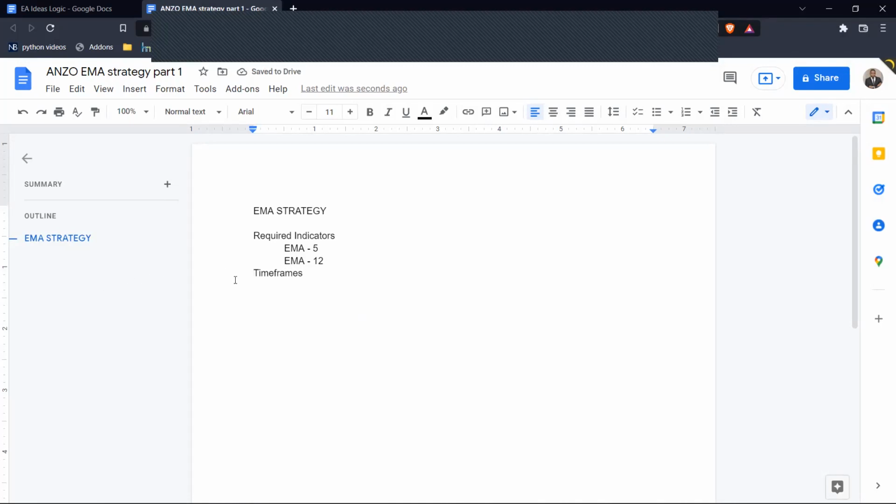Let's just keep this gap. Make this bold. So required EA, let's make that bold. Time frame, let's make that bold as well. Now, we will come back to this one eventually because we don't know what time frame would be best, but usually I'm going to want to do this on, let's say, the 1 hour time frame, right?